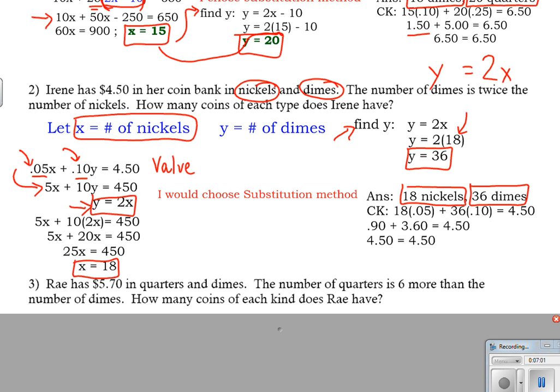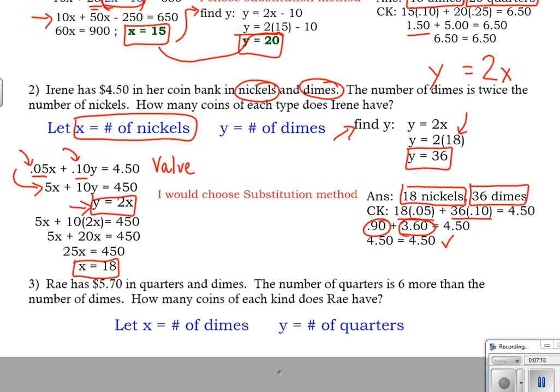Substitute it back into your value equation. 18 nickels is 90 cents. 36 dimes is $3.60. Adding the two together gives me $4.50. Okay? Why don't you try to set up number 3?